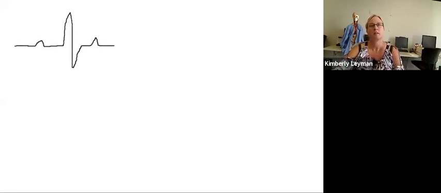All right. What did I just draw there? The normal heartbeat, the EKG reading. So this would be an electrocardiogram, measuring the electrical activity of the heart. And so our heart has to have the electrical impulses in order for it to beat.